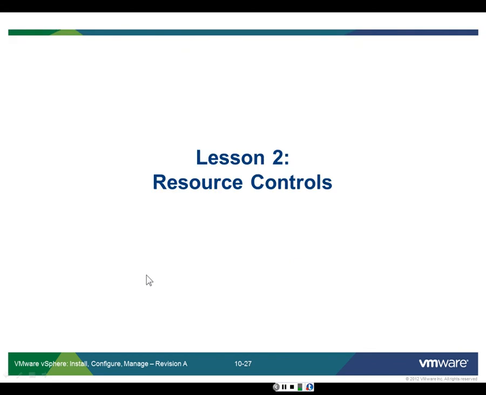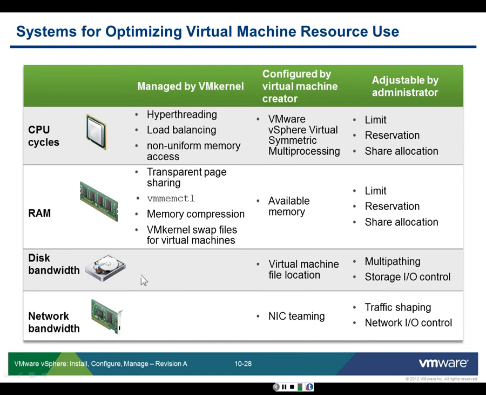So that concludes lesson 1, which was just a general overview of memory concepts. Now let's get a little more specific and move to lesson 2, which is resource controls. There are various systems for optimizing virtual machine resource use. Some of these systems are built into the VM kernel, and we really don't need to do anything. They're just part of the operating system. We just discussed them: hyper-threading, load balancing, transparent page sharing, memory compression, and swap files.